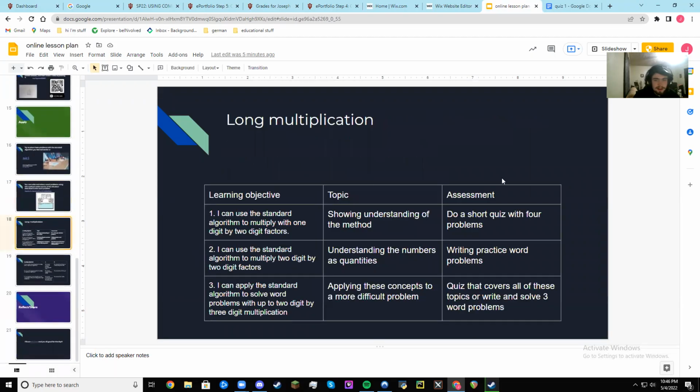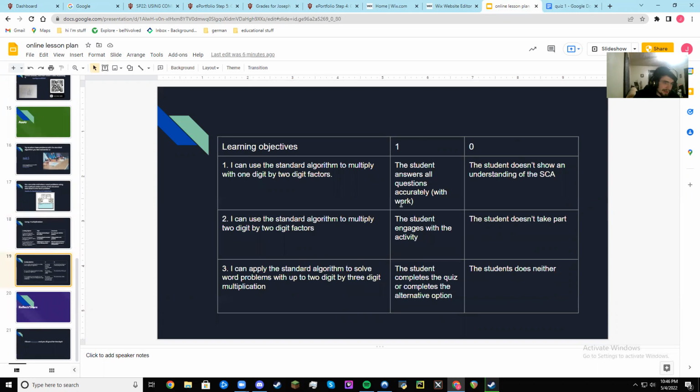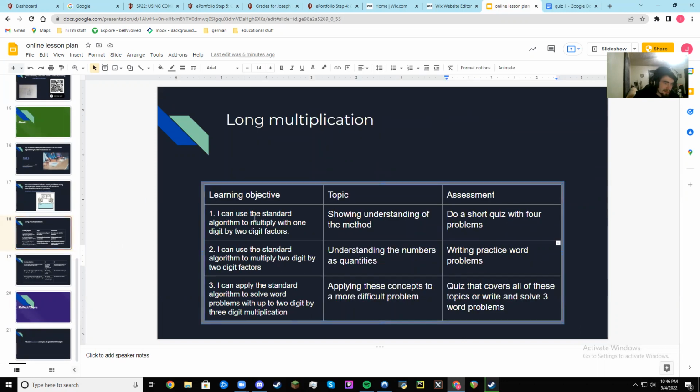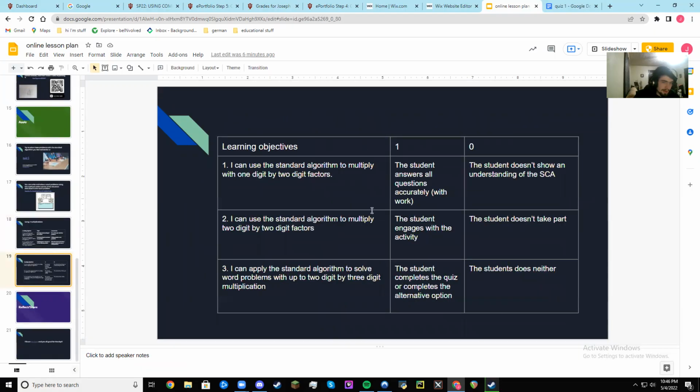And here is a rubric I made for my different learning objectives and how I would measure them. This is the assessments and learning objectives, and this would be the rubric here. Kind of doing a pass-fail thing because it's nothing that crazy. It's not like you're writing a 100-word essay on the standard algorithm of multiplication.